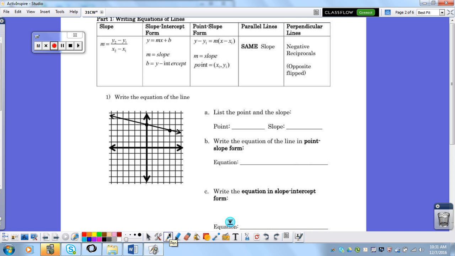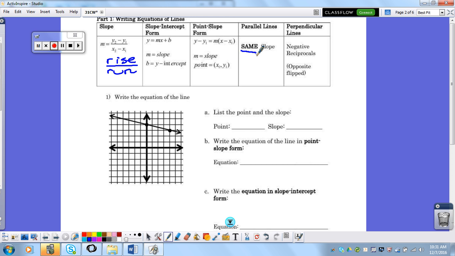So we have the slope formula. You also need to remember that it is rise over your run. Slope-intercept, y equals mx plus b, point slope form. You also need to remember that parallel lines have the same slope and perpendicular is opposite flipped. So we will use these equations and formulas to help us answer the questions.